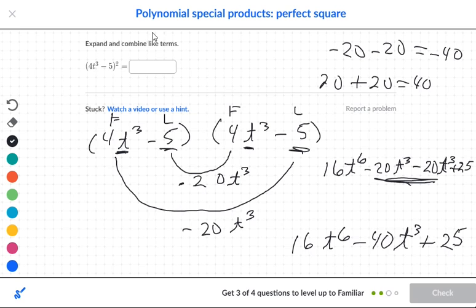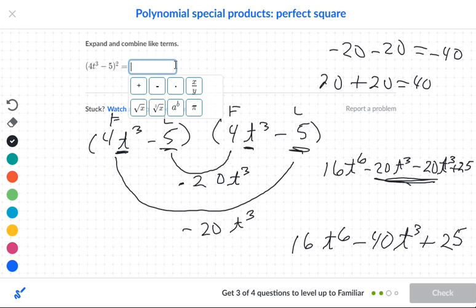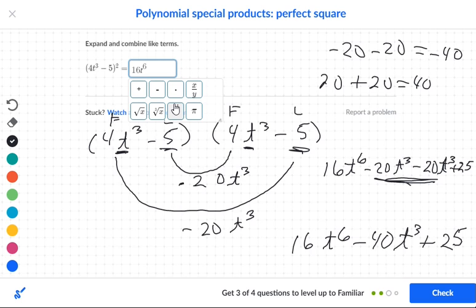So let's go ahead and type that in. We'll start off with the 16. We'll go with the letter T. We'll go AB key. Pressing the 6, press your space bar. Then we go negative 40. We go T. We press the AB key. This time it's to the third power. Press your space bar. Press the plus sign. And finish up with the 25.